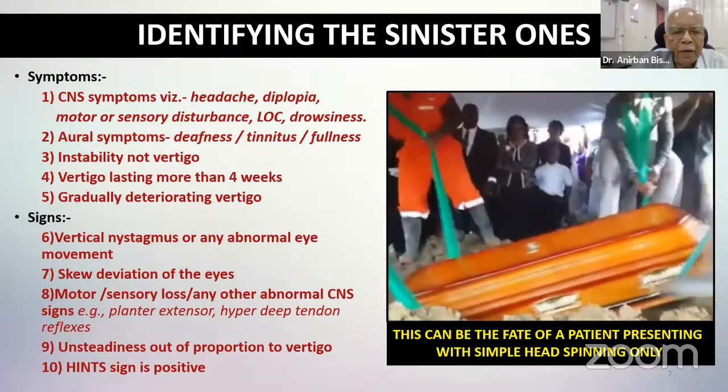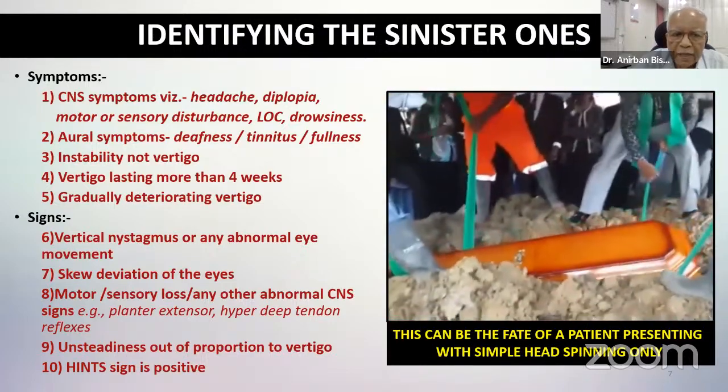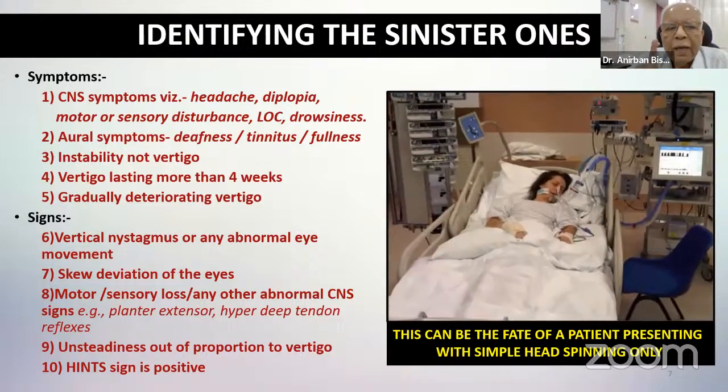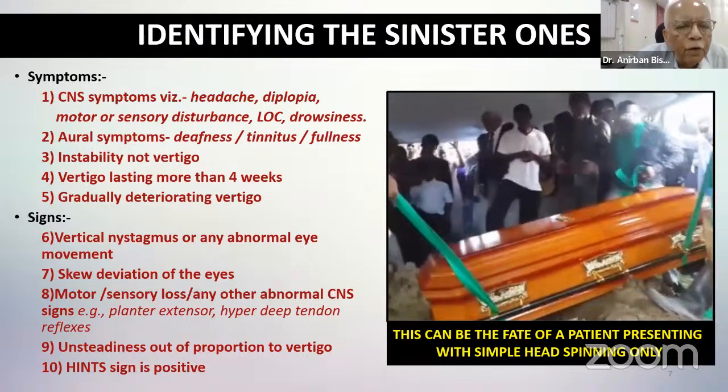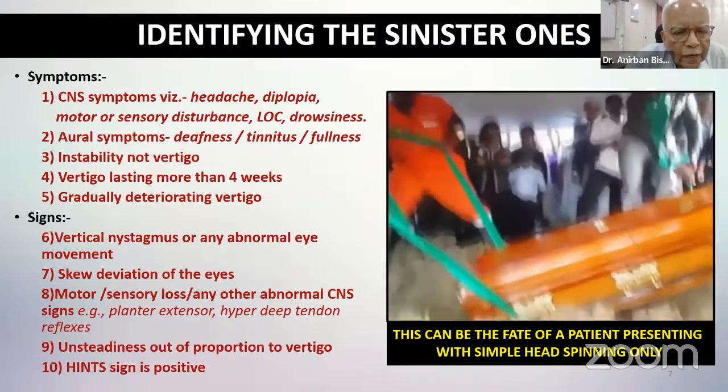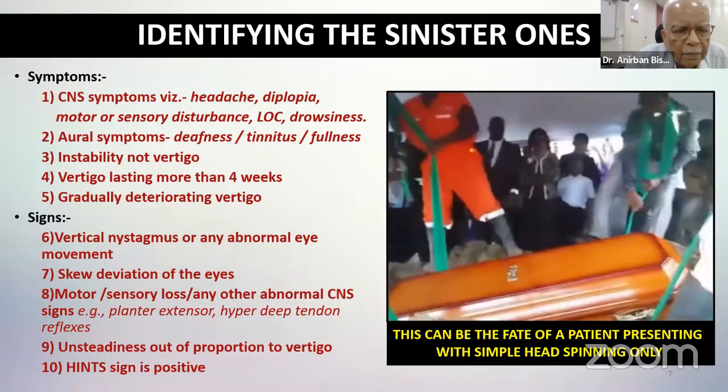If there is instability and not vertigo, that also is a dangerous sign. It can be an indication of a tumor in the brain. If there is vertigo lasting for more than 4 weeks, it is also a dangerous symptom.